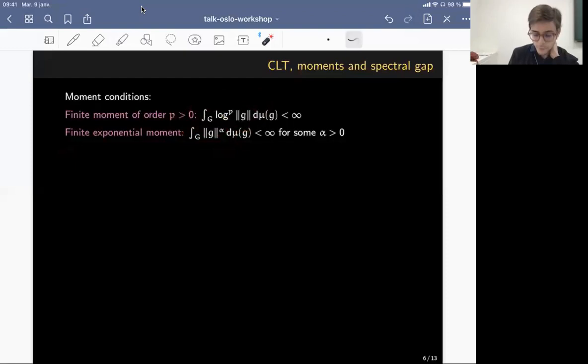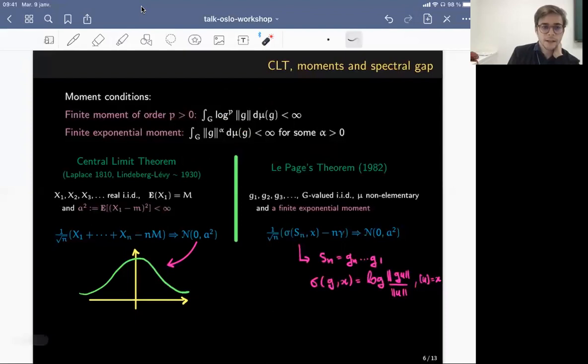Okay. And then we have a first analog of the central limit theorem in this setting. The central limit theorem says that if you have a sequence of IIDs with a given expectation and a finite variance, so it's a second moment condition, then the proper normalization by square root of n and subtracting the expectation converges to a Gaussian law, the standard Gaussian law.